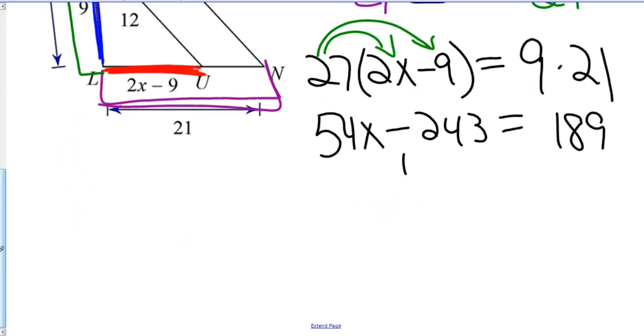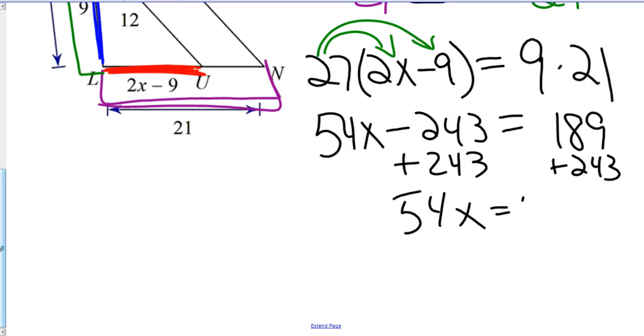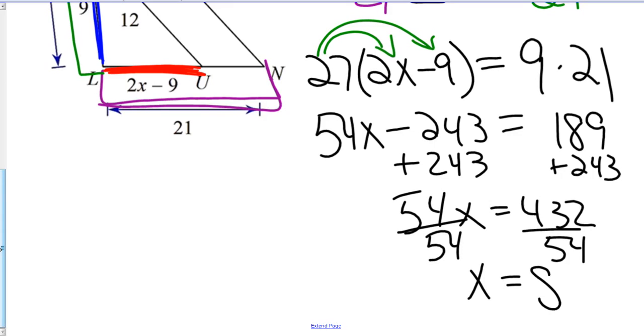Simple algebra from here on out. Add 243 to both sides. So 54x equals 432, and divide both sides by 54, so x equals 8. That's your answer for that one.